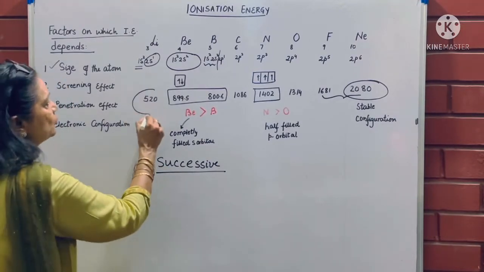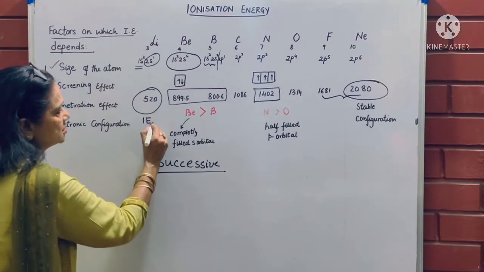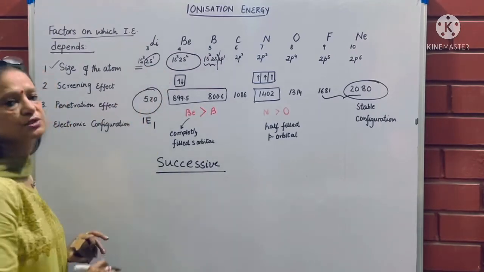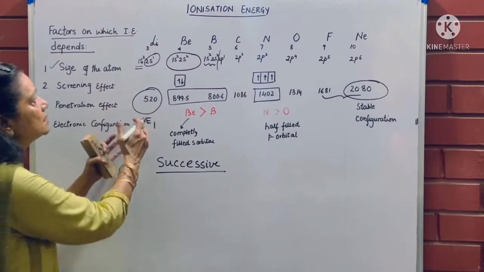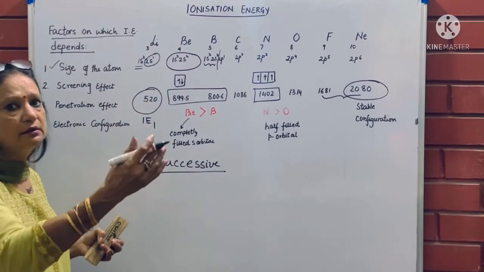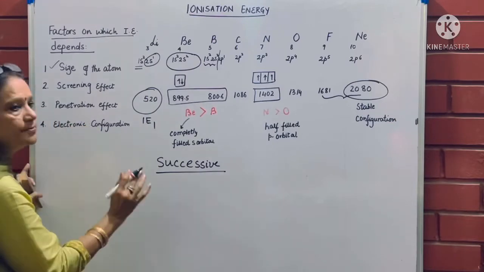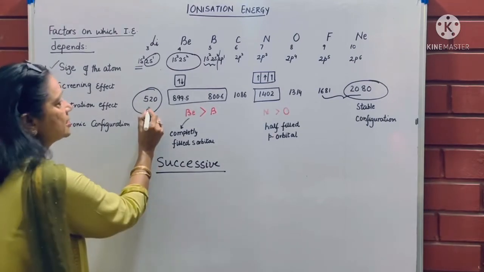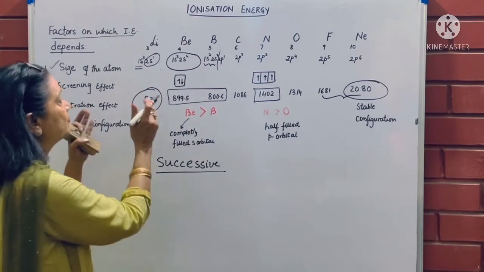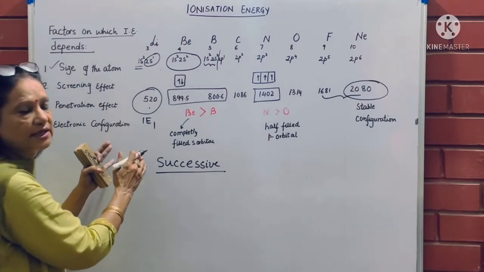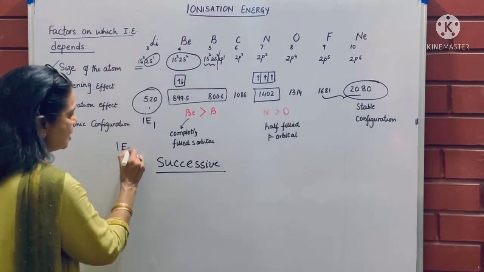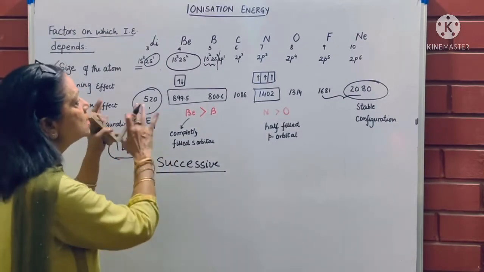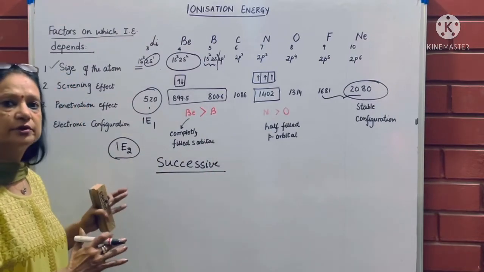If this is 520, the first ionization energy IE1 in case of lithium, it is because it wants to lose one electron and become stable. Similarly for sodium also it will be the same, 281, it will like to lose one electron. But once it becomes stable at 1s2, the second ionization energy, IE2, will be extremely high because it doesn't want to lose an electron, and so will become very, very high. So all this depends upon the electronic configuration as well.